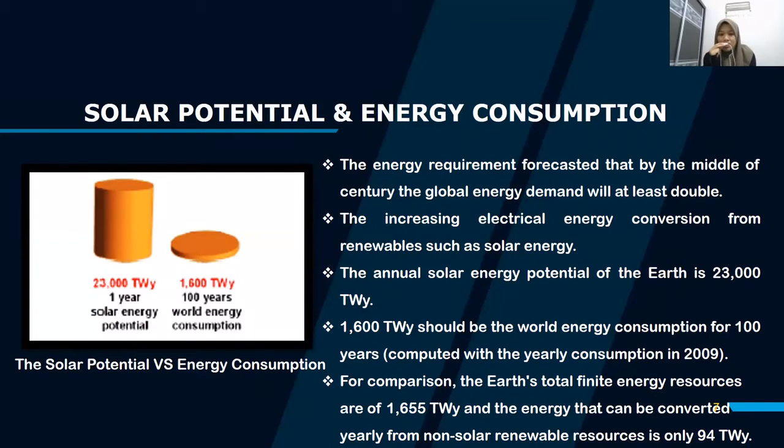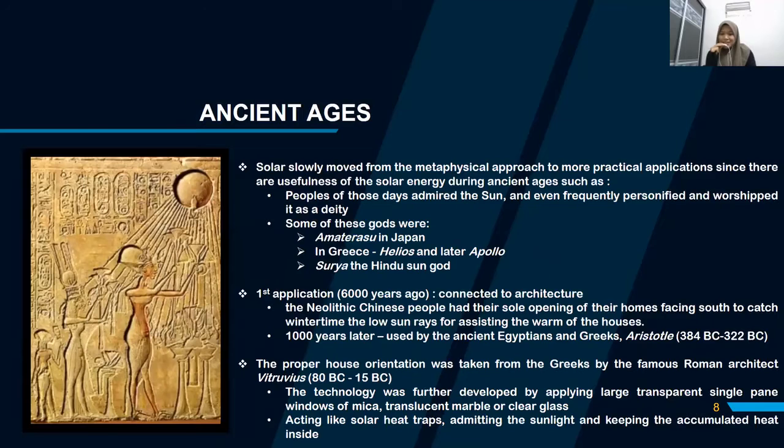So this is solar potential and energy consumption. The energy requirement forecasts that by the middle of the century, the global energy demand will at least double. There is increasing electrical energy conversion from renewables such as solar energy. The annual solar energy potential of the Earth is 23,000. For comparison, the Earth's total finite energy resources are 1,655, and the energy that can be converted yearly from non-solar renewable resources is only 64. That's all from me. Proceed to the next slide.